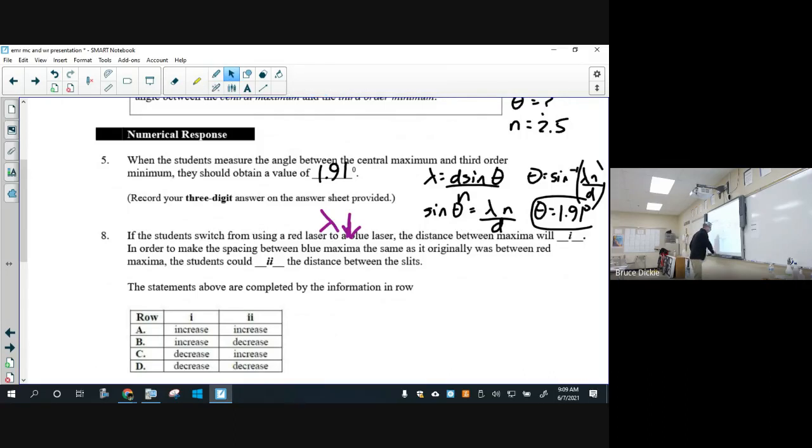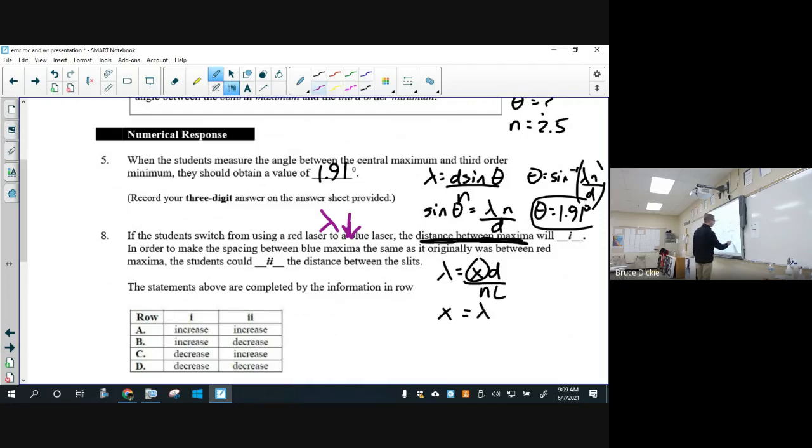Remember what we said, whenever you have a question where you're trying to find a relationship between two variables, write down an equation. The easiest equation to deal with here is lambda is equal to xd over n times L. We want to find how changing lambda affects the distance between the maxima, in other words, x. So let's solve for x. X is equal to lambda times n times L over d. Now, if we're decreasing lambda, then x will decrease as well because they're directly proportional to each other. That means the answer has to be either C or D. Lambda goes down, x goes down, the distance between the maxima goes down.